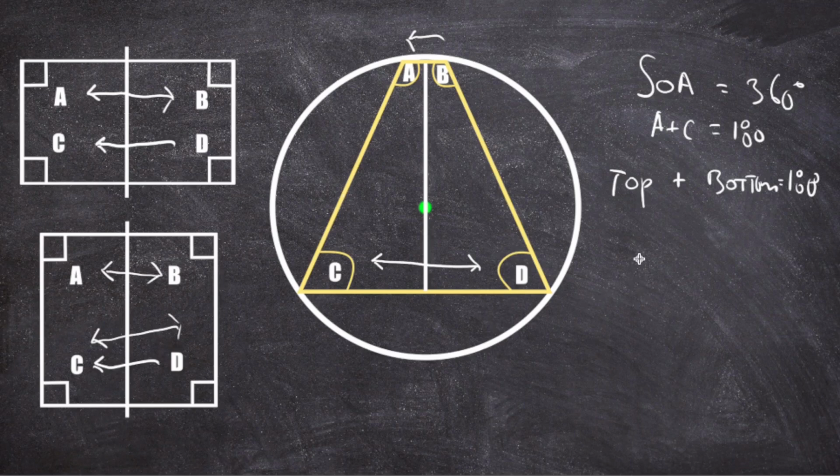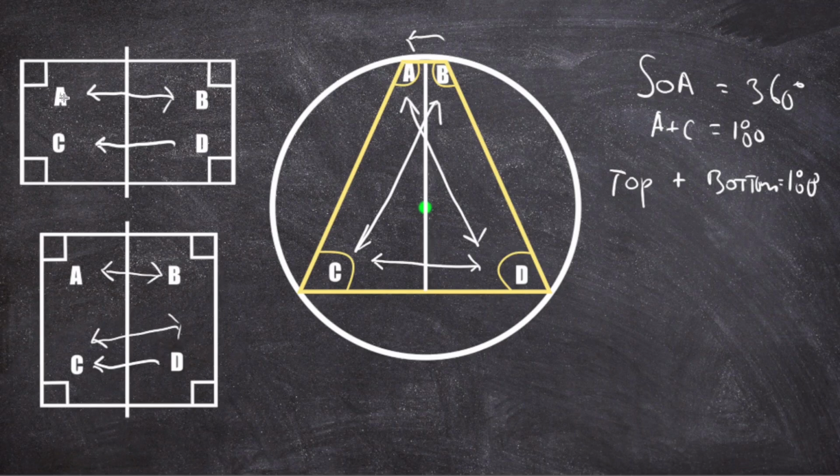And because the sum of opposite angles is really just the sum of a top angle and a bottom angle, here's an example. These two angles are opposite, top and bottom. These two angles are opposite. That's the sum of top and bottom.